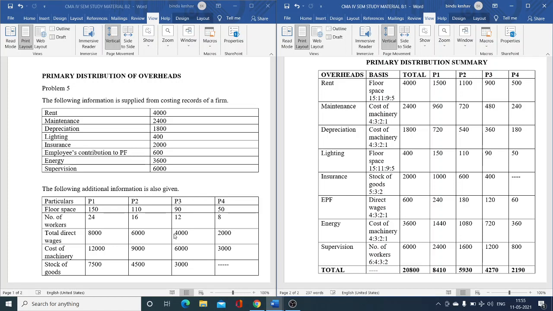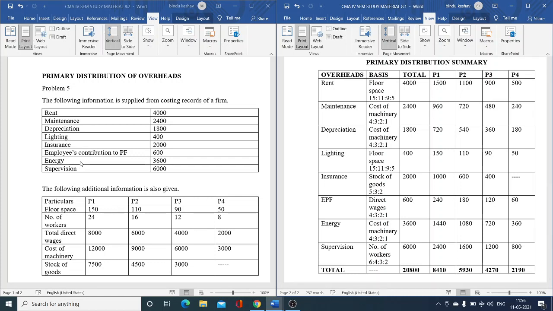8,000, 6,000, 4,000 and 2,000 are the values of direct wages. So the ratio which we can frame here is 4:3:2:1. So 600 rupees will be divided among the different departments. 600 into 4 divided by 10. 600 into 3 divided by 10, that is 180. 600 into 2 divided by 10, 120. 600 into 1 divided by 10, that is 60.